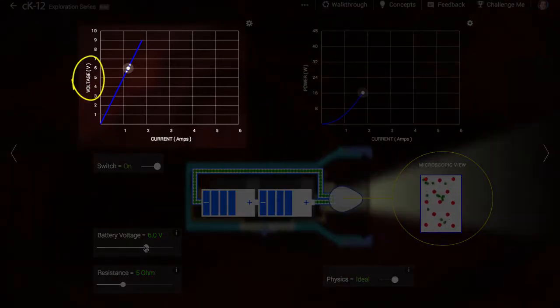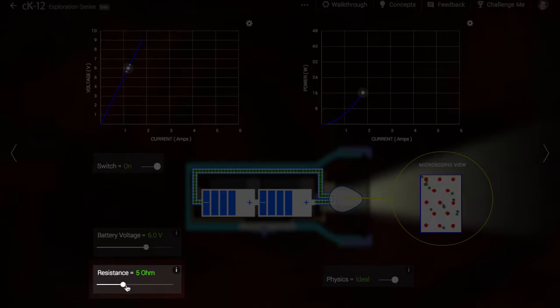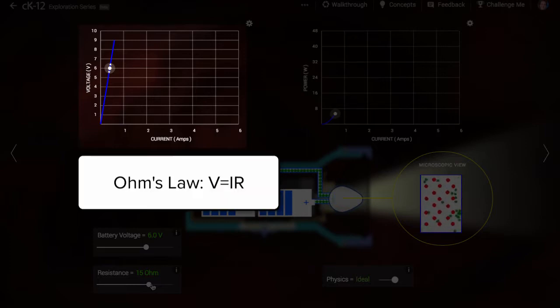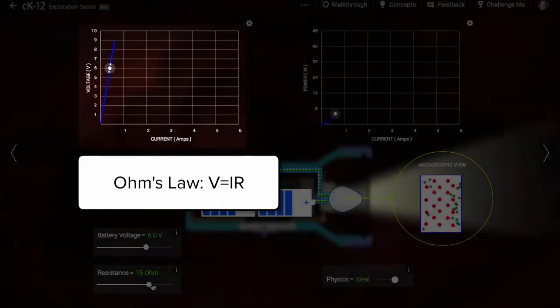This is a plot of battery voltage on the vertical axis versus current in the circuit on the horizontal axis. The slope of such a graph equals the resistance. Let's alter the resistance slider and see that this is true. Higher resistance means a steeper slope. We interpret a higher slope by noticing that to generate a current, more voltage is needed for higher resistance. You'll notice this graph is linear, as Ohm's law would suggest. Ohm's law states that the electrical potential is the product of current and resistance.